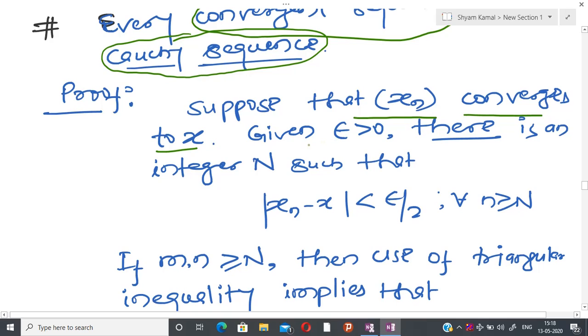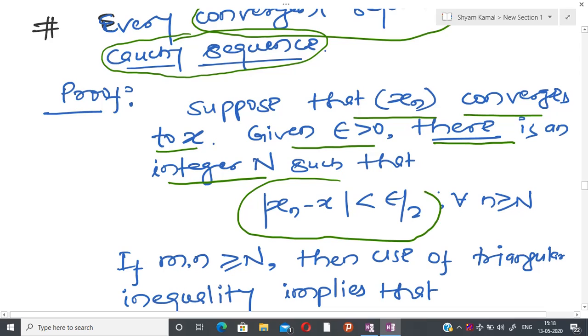So I can write that for every epsilon there exists some natural number n such that this kind of thing happens. Here I want to make my ball smaller, because initially we are talking about epsilon, but one can construct a ball that is closer to the limit, and that is epsilon by 2.